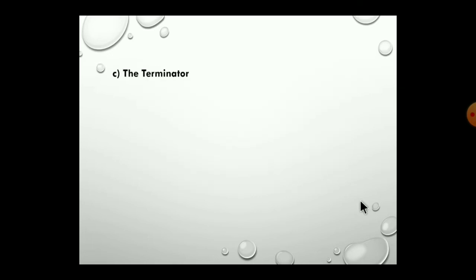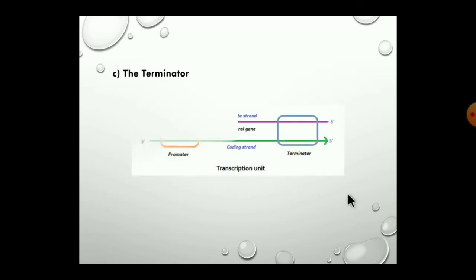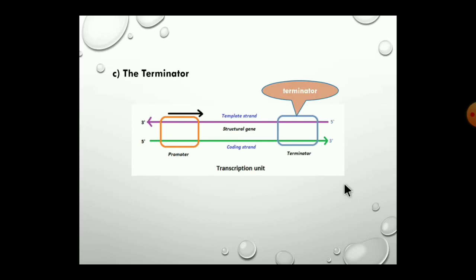Then the terminator is located at the 3 prime end, or downstream end, of the coding strand.